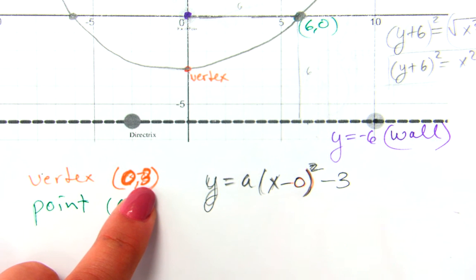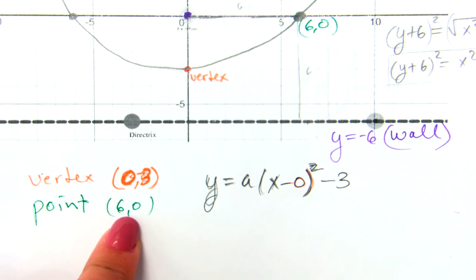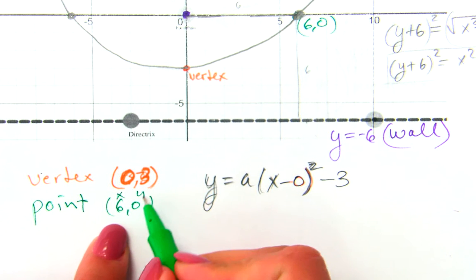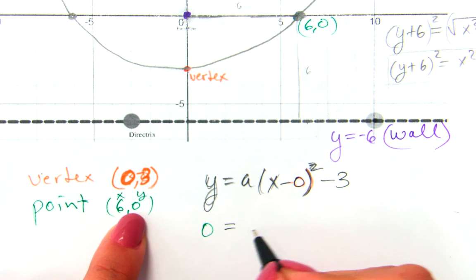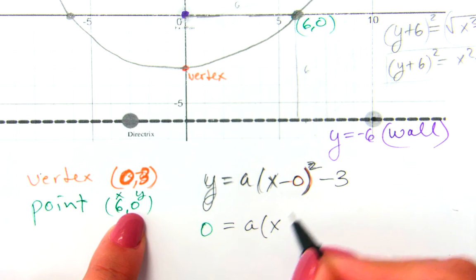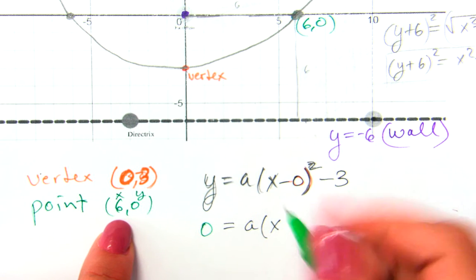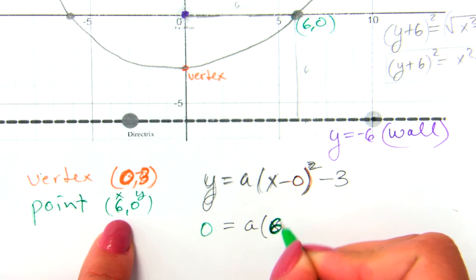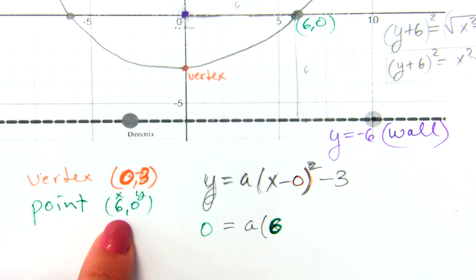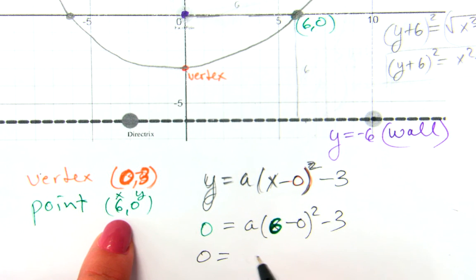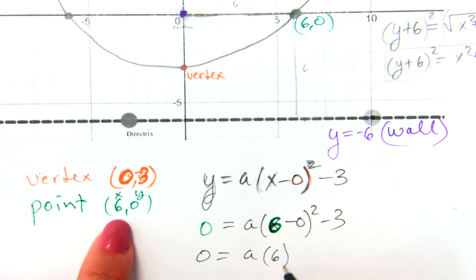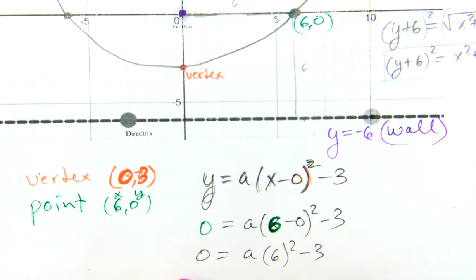And then in the next step, I'm going to substitute the 6 and the 0. So this is x, this is y. y is going to be 0 equals, still trying to solve for a. x is 6. Okay, so 0 is equal to a times 6 minus 0, which is just 6, squared, minus 3. So 0 is equal to 36a minus 3.